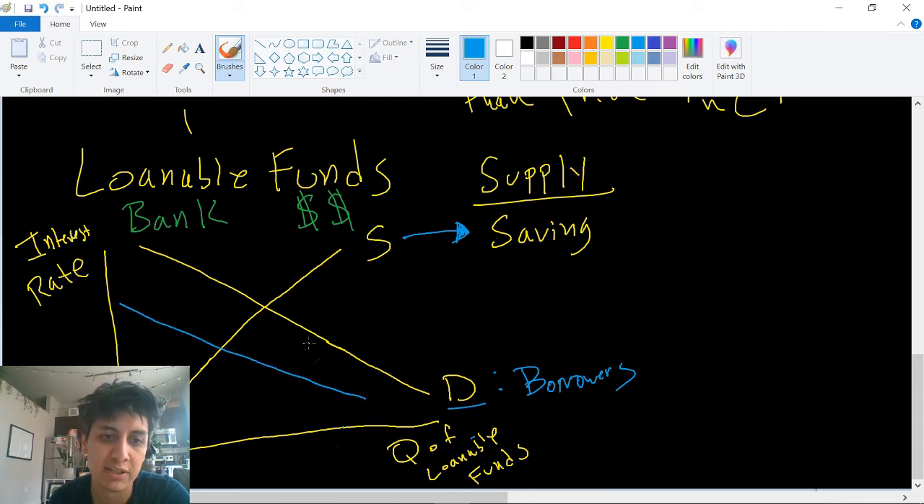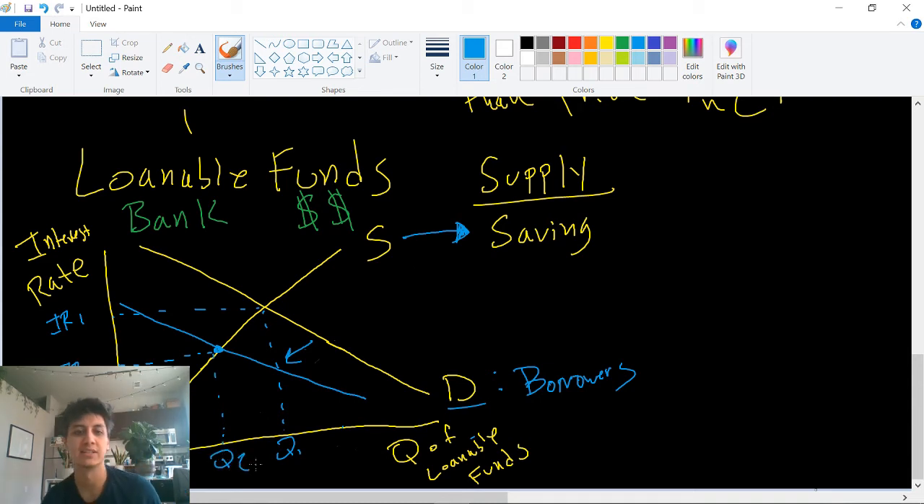So by borrowing less, the demand will decrease, and our interest rate will decrease. We can label this interest rate 1. And then what happens to our quantity of loanable funds, Q1? It decreases because we're taking out less loans. We're borrowing less.